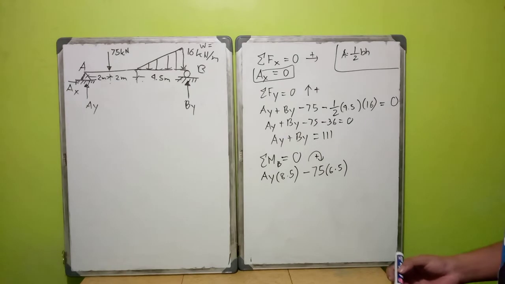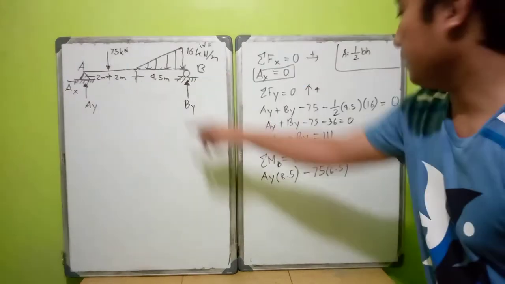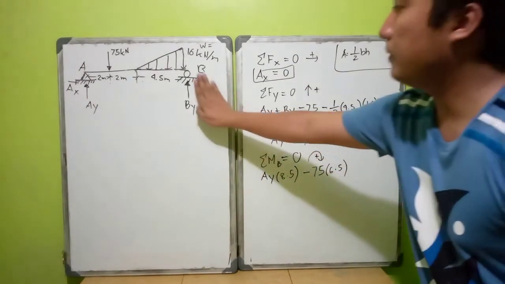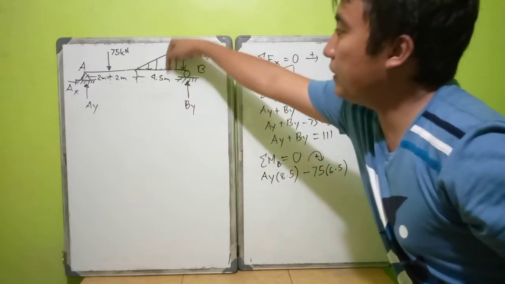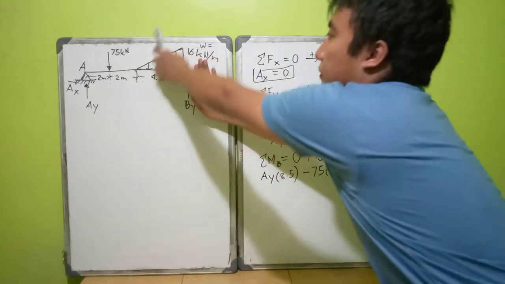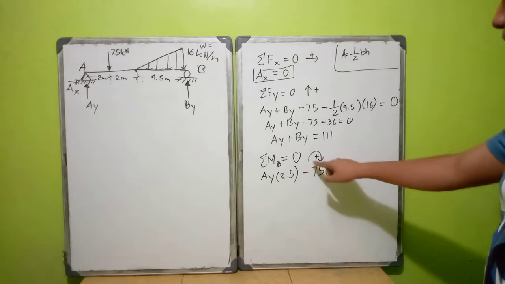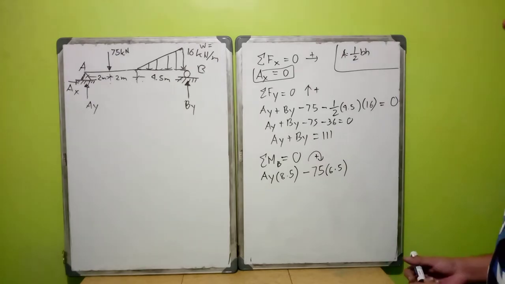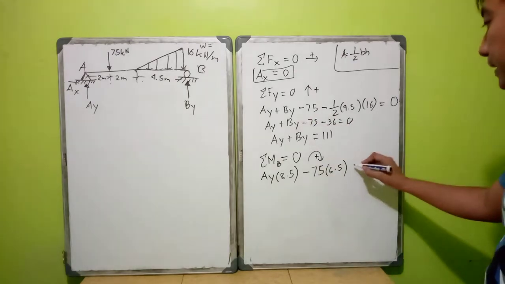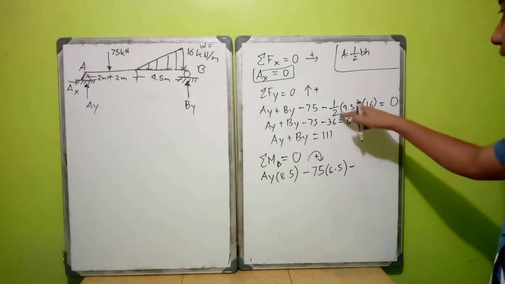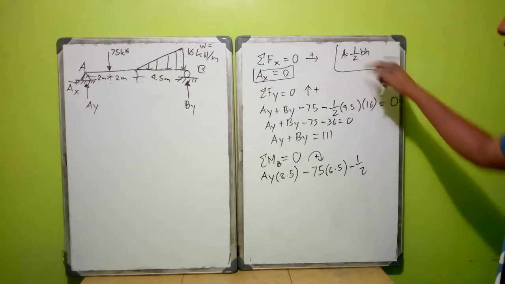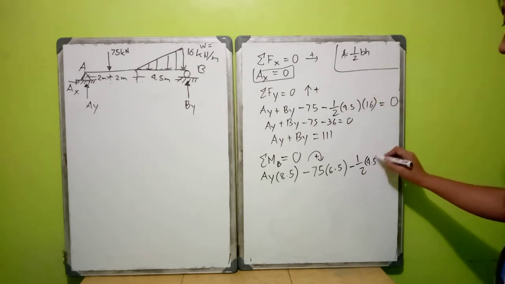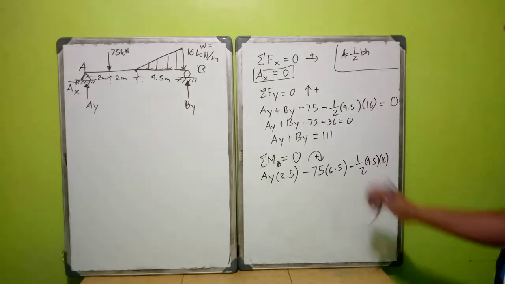And then we have, okay, since clockwise is positive, so this is the fulcrum. So this point will tend to rotate counterclockwise. So since our clockwise is positive, this is negative. So negative, the area, 1/2 of the area, 4.5 times 16 times the moment arm.